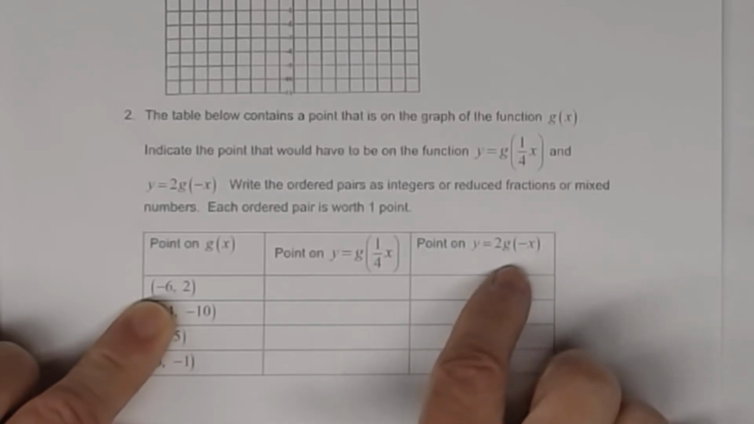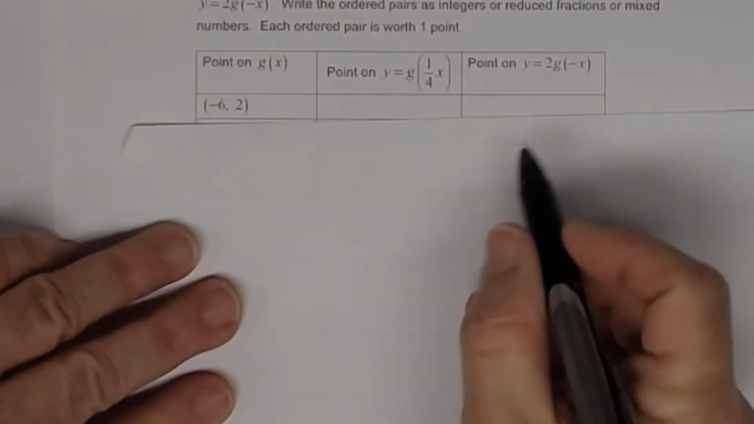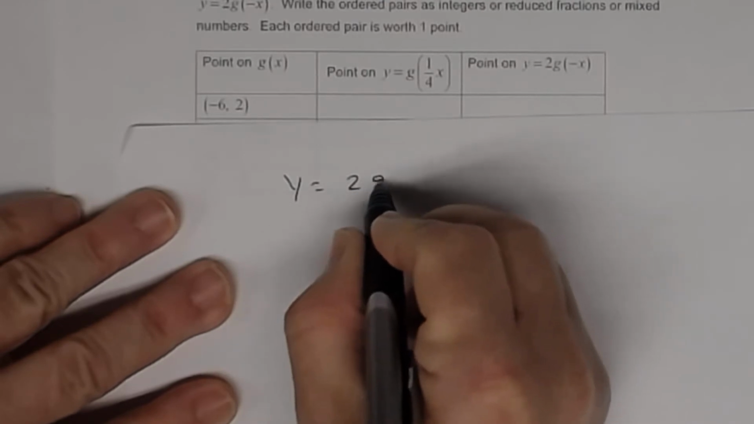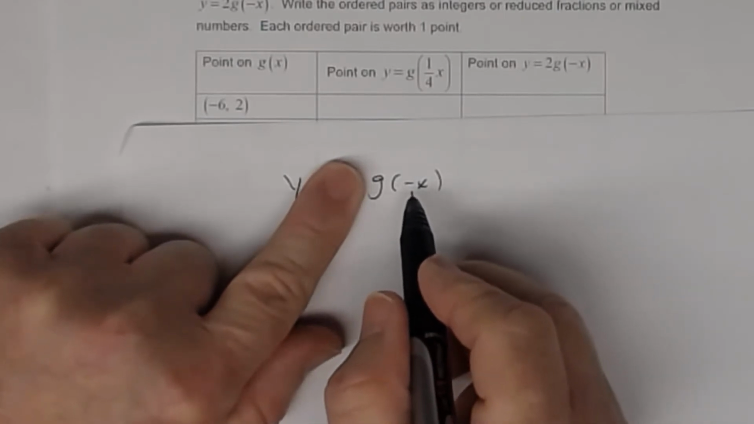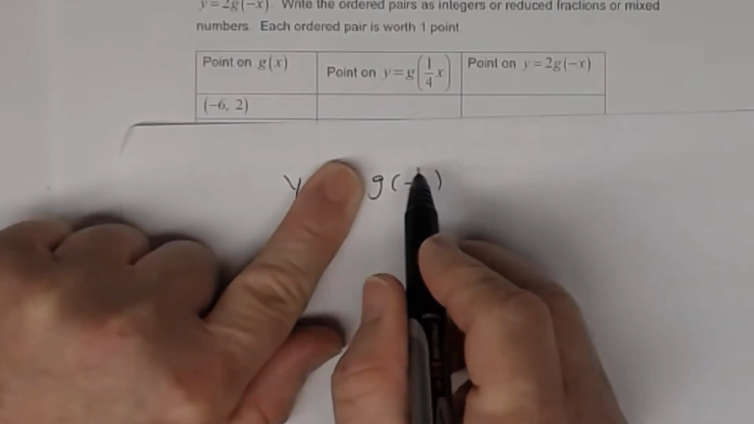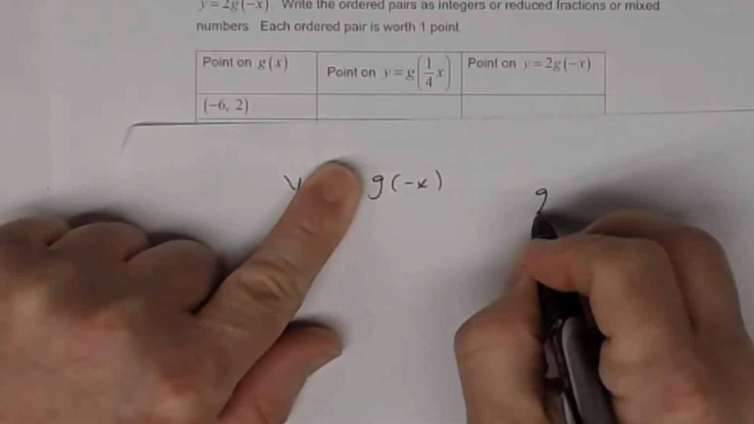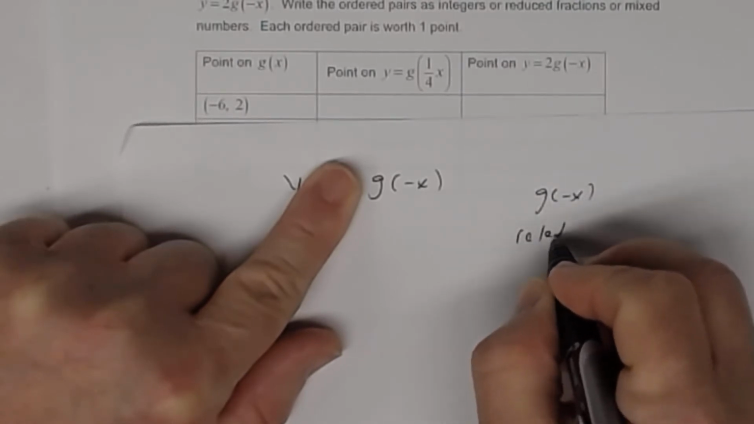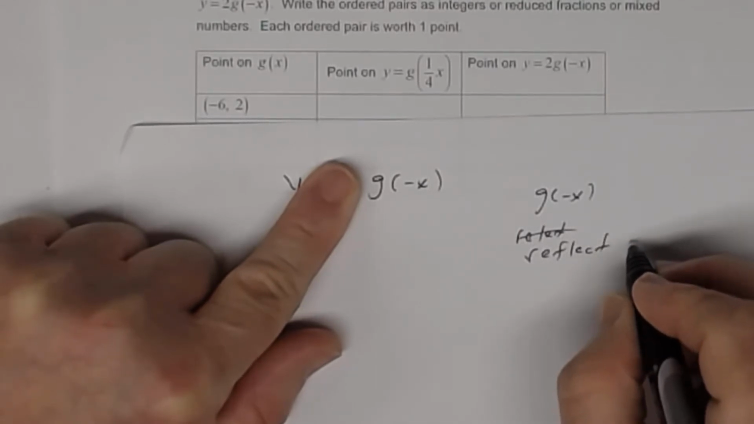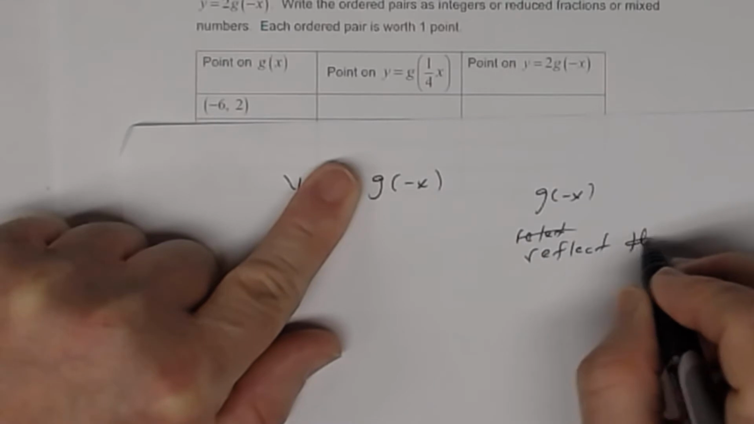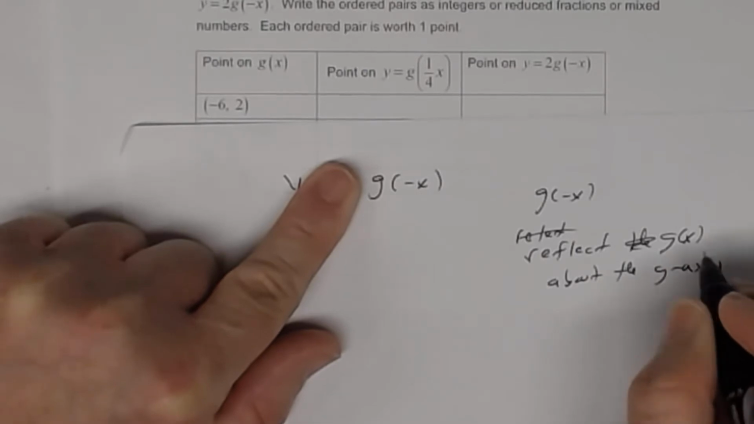All right, let's do this one first. This one's easy because we all know what this means. So let me write out what that part means. y equals 2 times g of negative x. Remember, if I cover up the 2, you know what this means. This means that I reflect g of x about the y-axis. So g of negative x says I reflect g of x about the y-axis. We just talked about that.